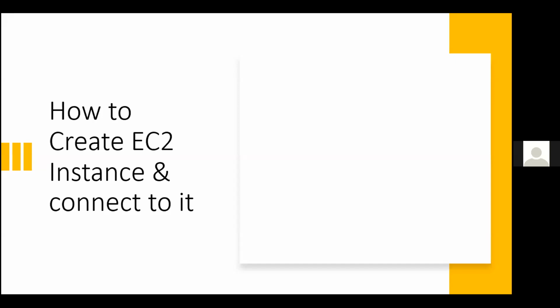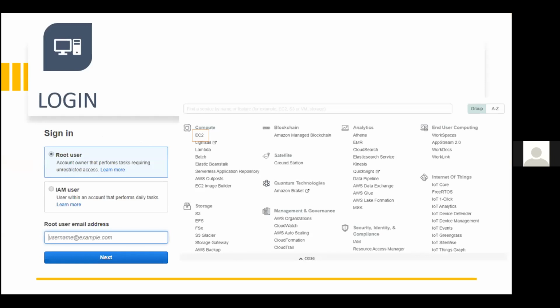Now let's come to how do I create an EC2 instance and how do I connect it. So what you need to do is, once you create the account, you will get an account number, and you can always log in as a root user. If you are a root user, you log in with your email ID and the password. But it's not a good idea to log in from the root user every time.